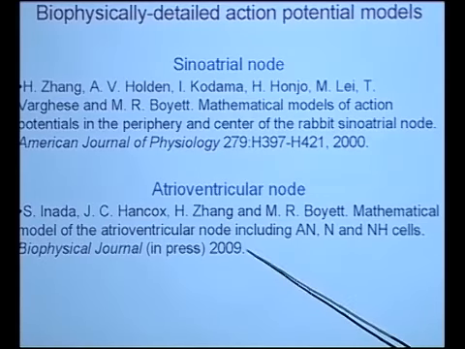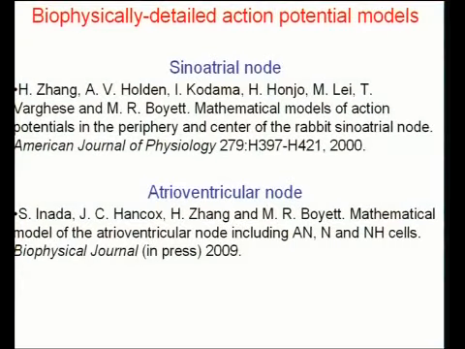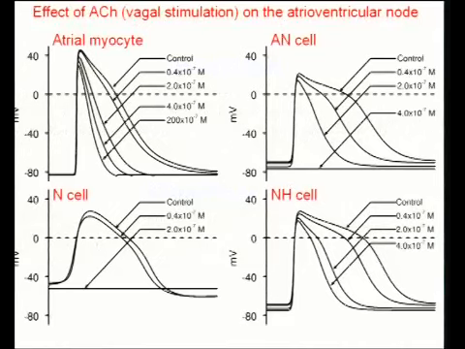Not only are we producing anatomical models, we're also generating action potential models. In 2000, we published models of the action potentials in the rabbit sinoatrial node, and this year we're publishing models for the action potential in the 3 major cell types at the atrioventricular node: the transitional AN cells, the true nodal cells or N cells, and these transitional NH cells.